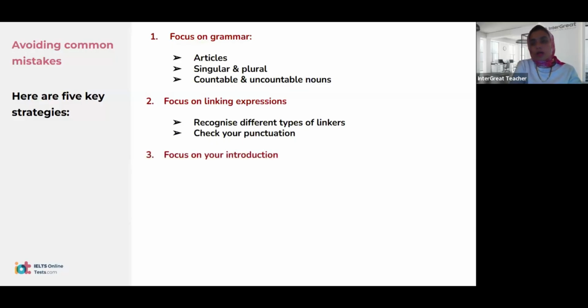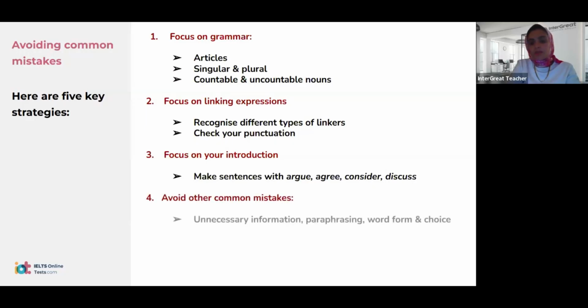Focus on your introduction. There are a few things you need to avoid. Avoid adding unnecessary details that are not relevant to the question or to the prompt. Make sentences with argue, agree, consider, discuss. These are the most common verbs used when writing introductions. Avoid other common mistakes, as I said, unnecessary words. You have to paraphrase in the introduction. This is really, really important. Pay attention to the word form. This is another way to paraphrase. Change the form of the word. For example, if it's an adjective, you can make it a noun or a verb. Focus on the choice of the word.